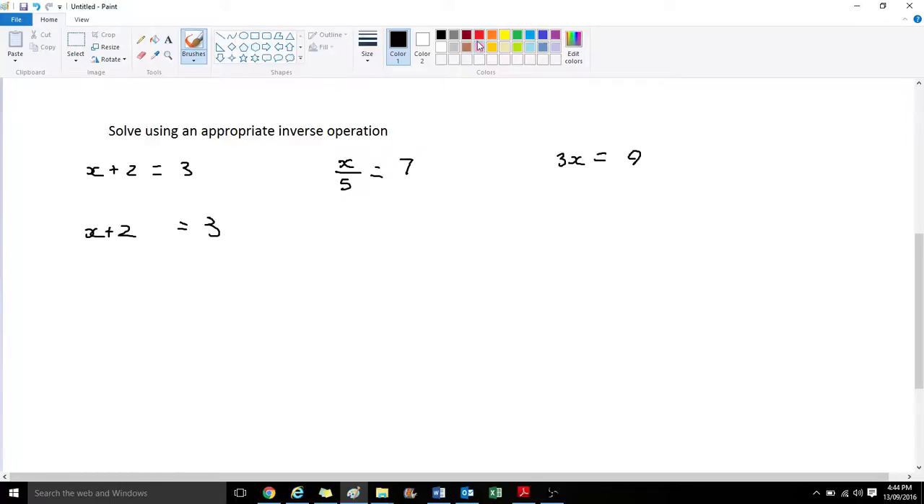And I'll put this in a different color just so you can see that's what we're doing. x plus 2 take 2 equals 3 take 2. So we're applying the inverse to both sides, which allows us to get rid of the 2 and thus get x by itself. Okay, we see 2 take 2 becomes 0, so we have x on this side. 3 take 2 becomes 1, so x is equal to 1.